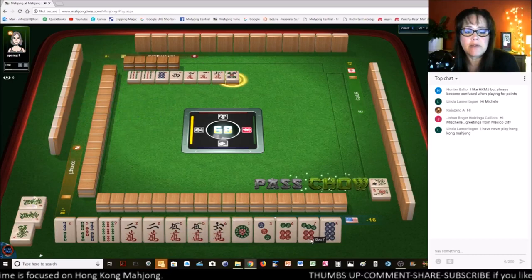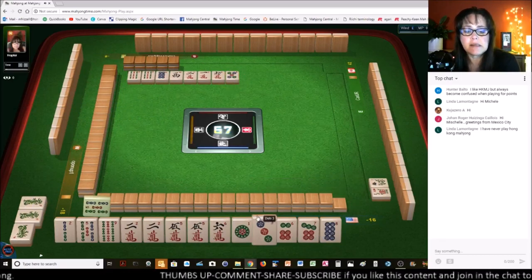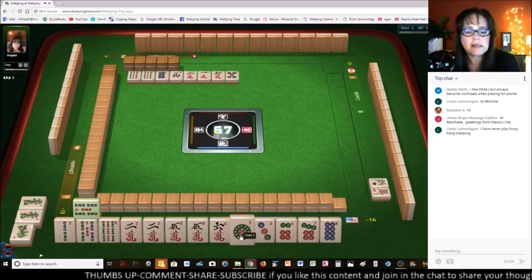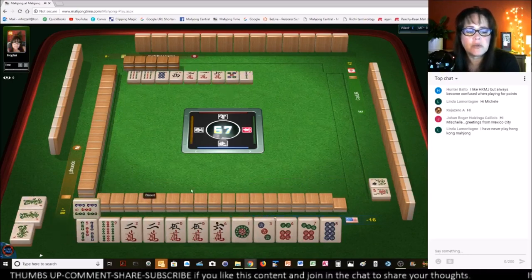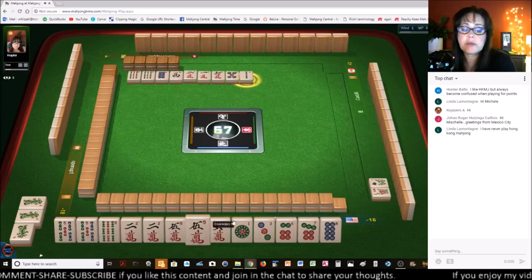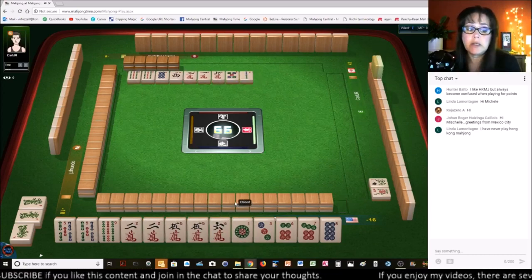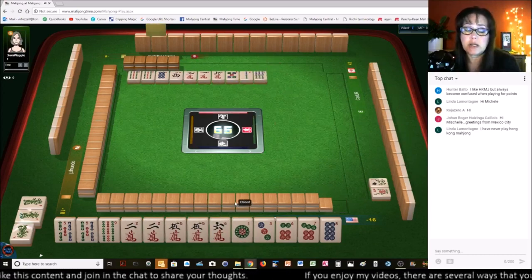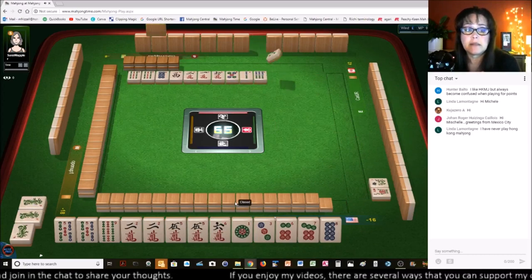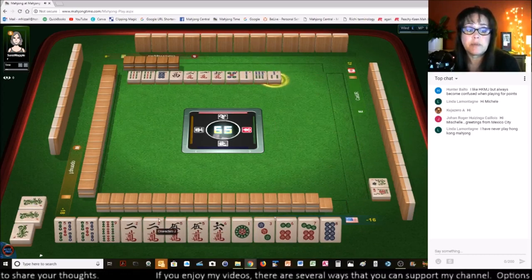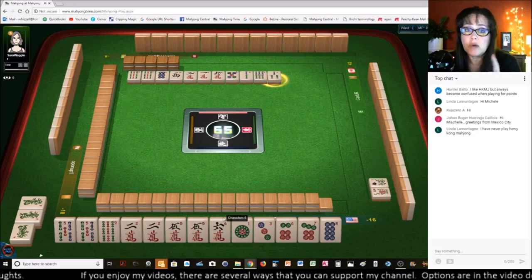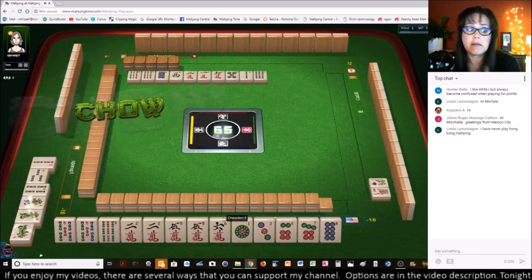Five dots. Okay, now the five. I'm not going to take that because that would leave an isolated tile. Let's get rid of the two. Now we have three pair at the moment. We could push a pung hand. Let's see what happens. Because we have three pair, if we can get one more pair, an all pung hand may be good.